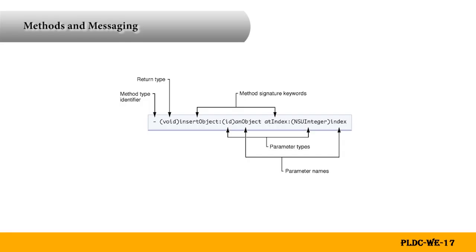A method's actual name, insert_object@index, is a concatenation of all of the signature keywords, including colon characters. The colon characters declare the presence of a parameter. In the above example, the method takes two parameters. If a method has no parameters, you omit the colon after the first, and only, signature keyword.